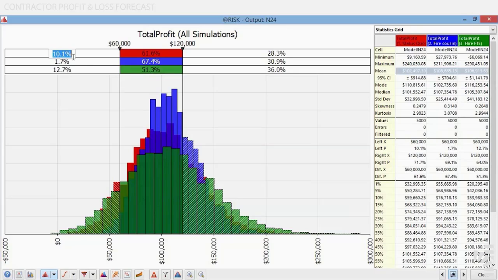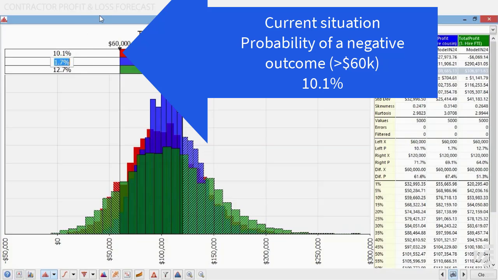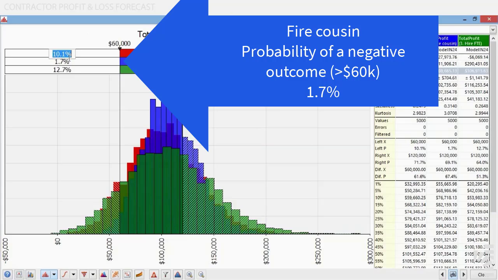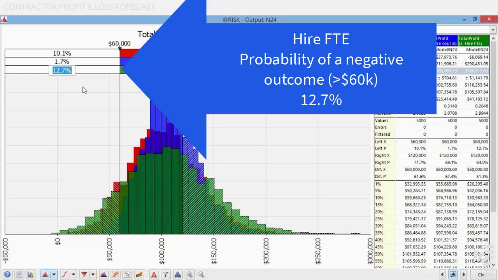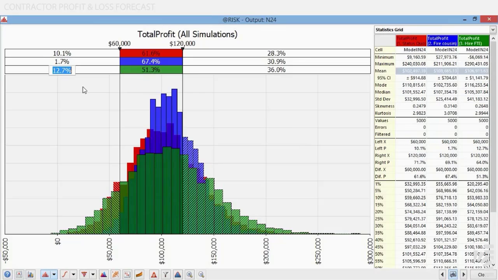By taking a look at the probabilities calculated on the probabilistic bar to the left side of $60,000, we are able to assess corresponding likelihoods. If he were to remain on his current status of not firing or hiring full-time employees, the probability of a negative outcome less than $60,000 would be 10.1%, approximately 1 in every 10 possible outcomes. However, this probability decreases to only 1.7% if he were to take the conservative approach of downsizing his operations. On the other hand, by hiring another worker, the probability of a bad outcome increases slightly to 12.7%, approximately 1 in every 8 possible outcomes.